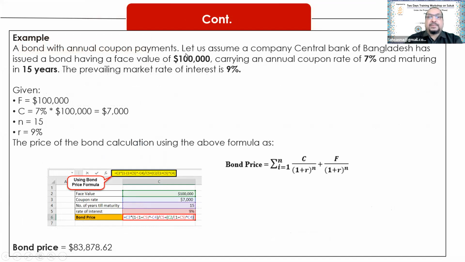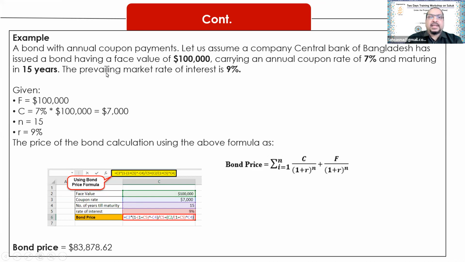with annual coupon payments, and assume that the Central Bank of Bangladesh has issued a bond where the face value of the bond is 1,000 and the coupon rate, which is the annual rate, is 7%. Of course, when it comes to the payments, sometimes it is annual, sometimes semi-annual, sometimes quarterly. So if it is semi-annual, you have to times 2. If it is quarterly, you have to times 4. But if it is annual, you take it as it is.